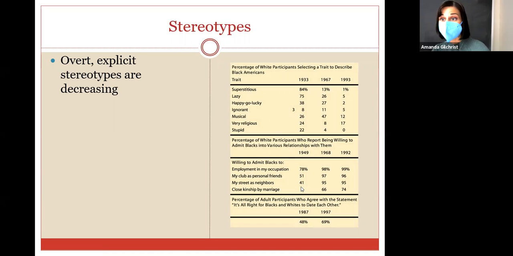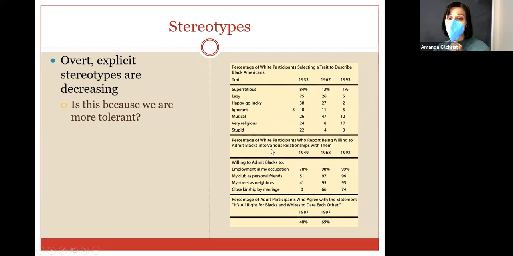I actually found this in a previous cognition textbook, and basically, you have percentage of white participants selecting a trait to describe Black Americans. And overall, what's kind of critical here is that those stereotypes are absolutely decreasing. People say, no, I don't think the average Black person is superstitious in 1993 compared to 60 years before in 1933. So those overt explicit stereotypes are decreasing.